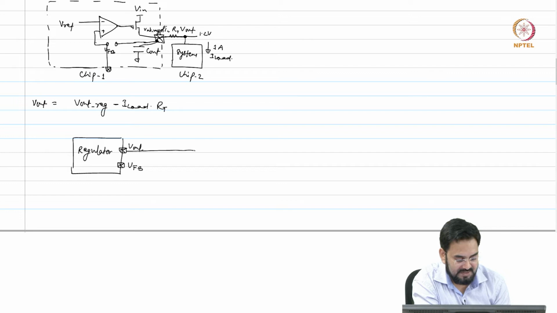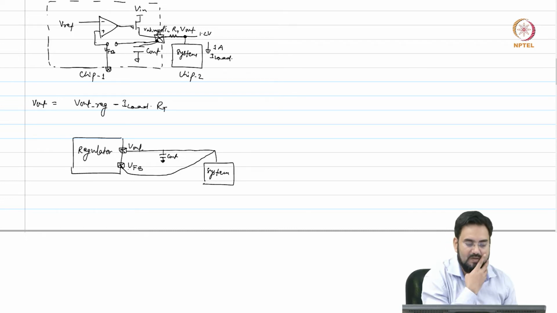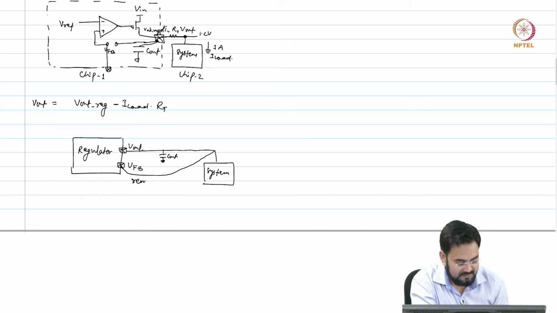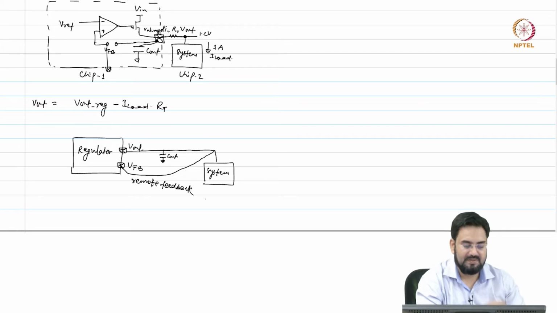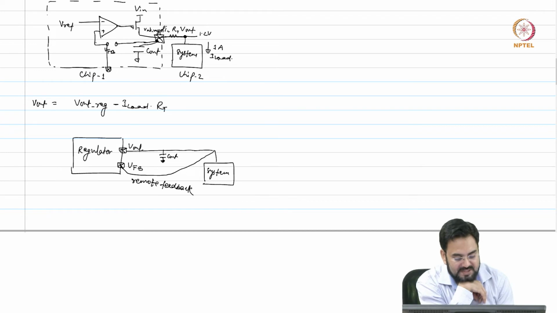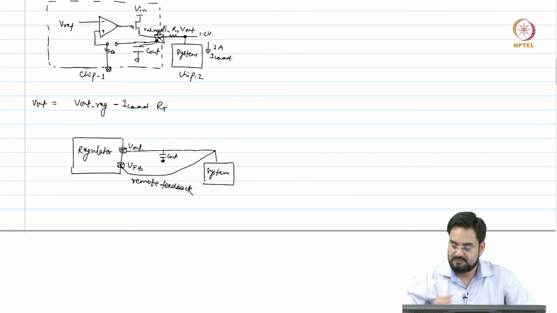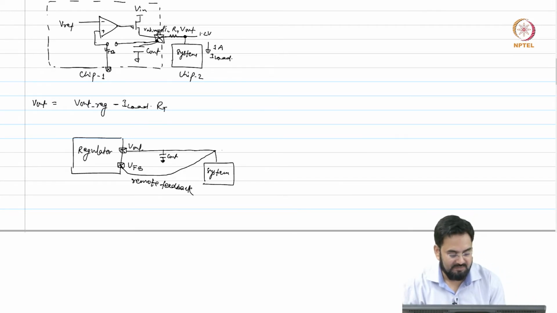So now again do the same thing. You have your system, cap, and take the feedback from here. This is your remote feedback. So what is happening here? What will be the voltage V out, the local voltage at the regulator now? It will be 1.2. No, this will be 1.2, I know this V out, and this is your V out reg.